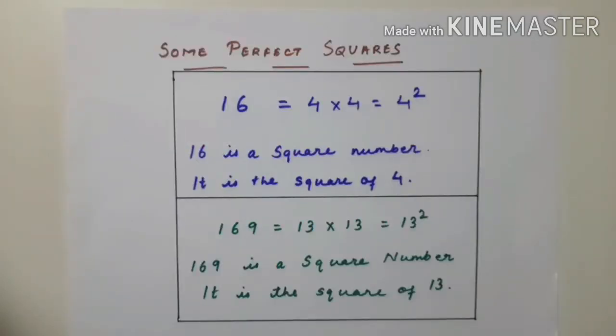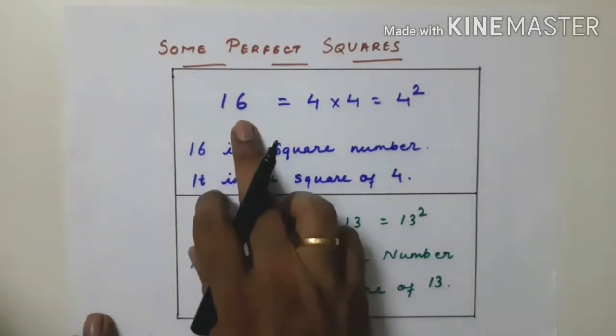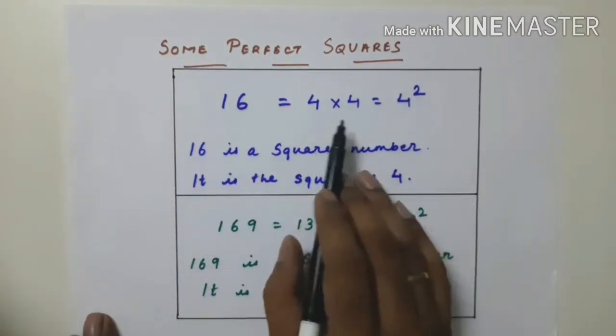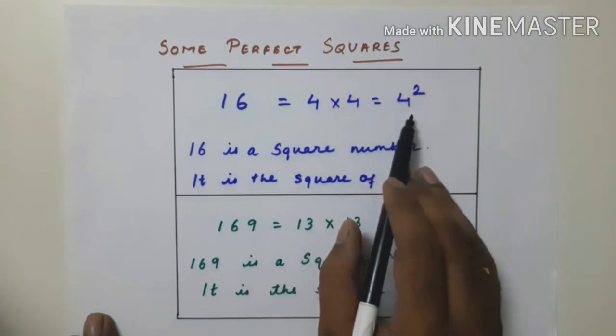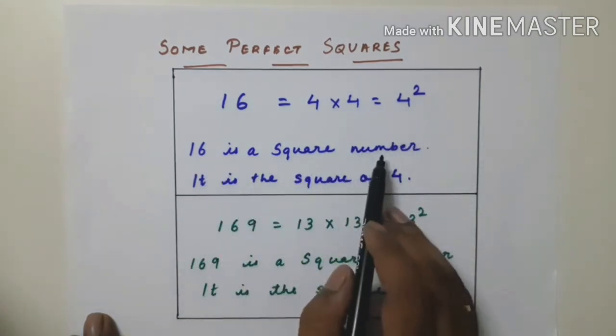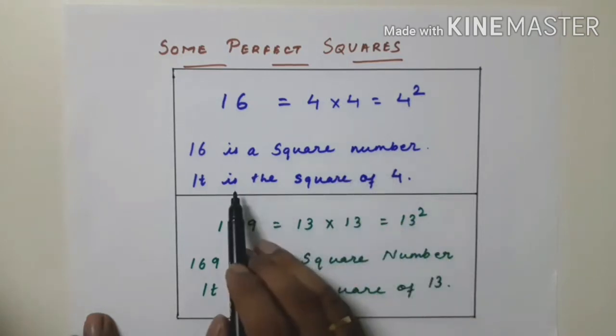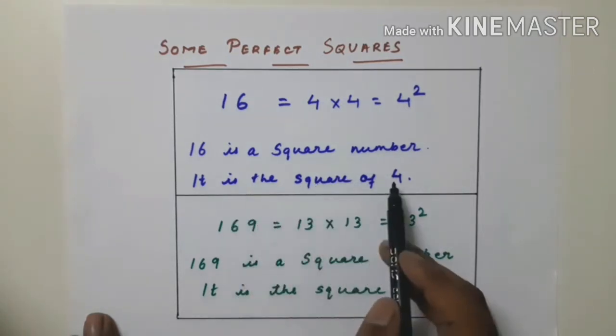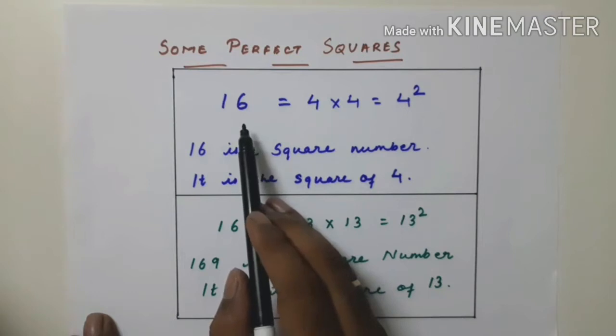Now let's see some more perfect squares. As you have already seen, 16 can be written as 4 into 4. Then it is called 4 squared. So 16 is a square number or a perfect square. It is the square of 4. So 16 is a perfect square.